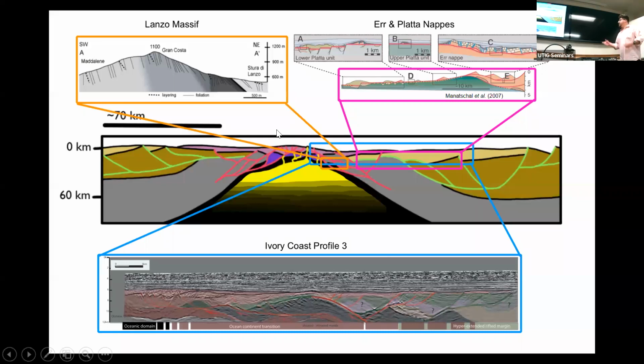And then we can use this conceptual framework and put some of the previous stuff we've talked about into context. We already talked at length about how the Ivory Coast fits into this idea, right? It's the whole transition from continent all the way to oceanic crust. But Lonzo Massif from earlier on in the talk could be a deep part of the ocean continent transition where you have this high temperature shear zone being preserved. While other parts of the Tethys margin, like Air Plata, which I didn't really talk about, but really it's exhumed mantle with sedimentary rock sitting on top, could represent a higher up section and shallower part of the same margin.